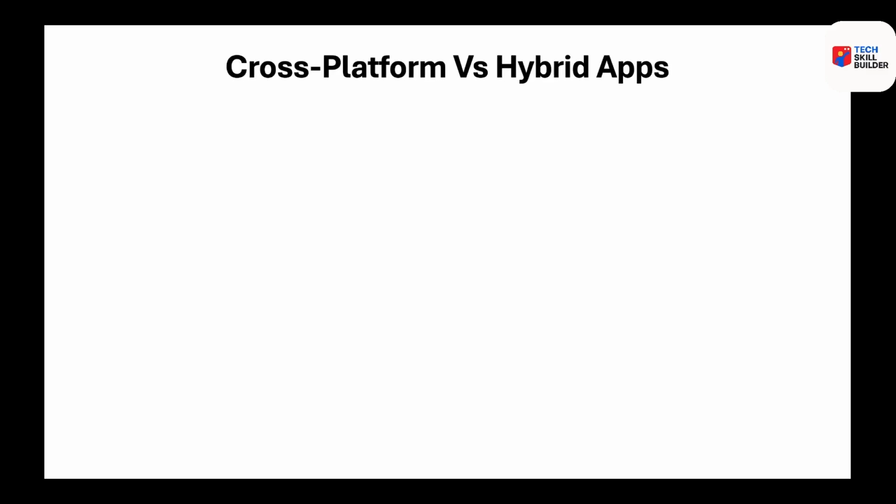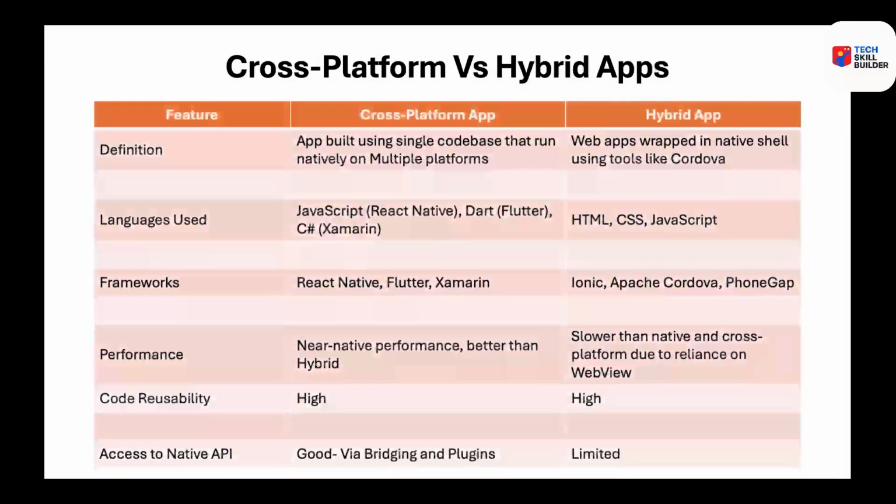So we'll see the difference between cross-platform and hybrid apps. What is a cross-platform app and what is a hybrid app? An app built using a single code base that runs natively on multiple platforms is cross-platform. And web apps wrapped into native shells using tools like Cordova, we can say that's a hybrid app.